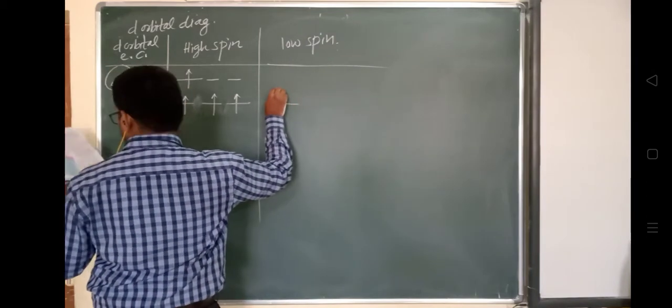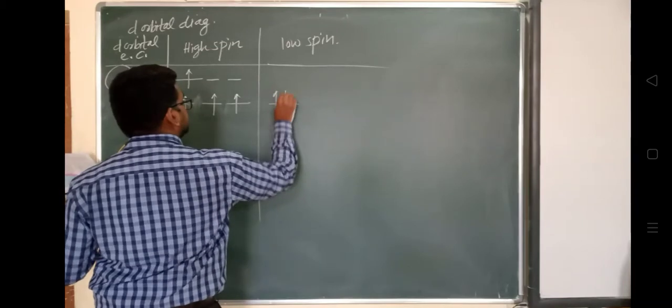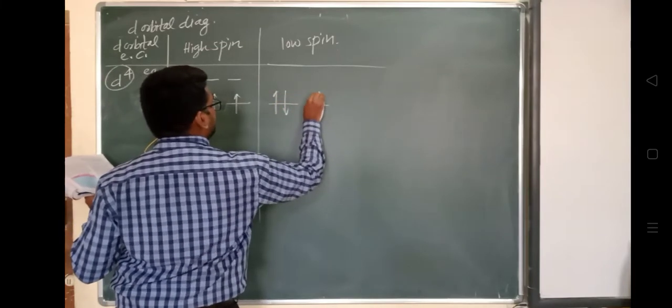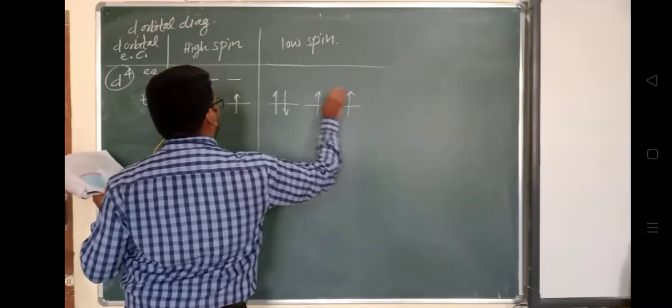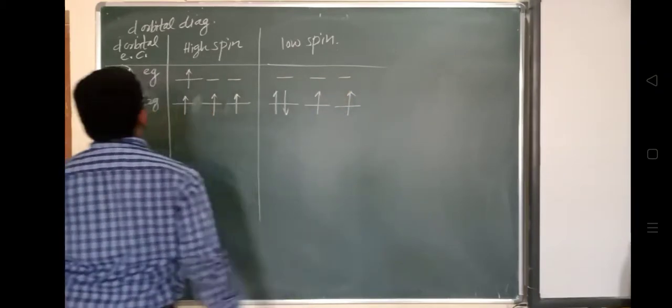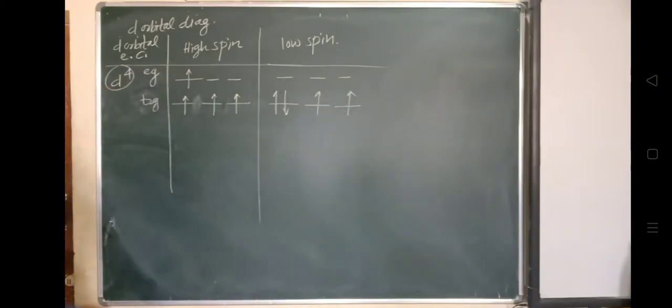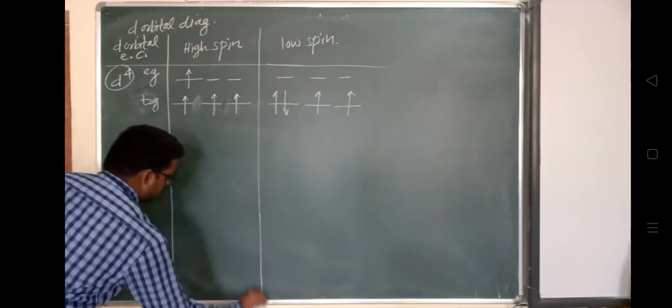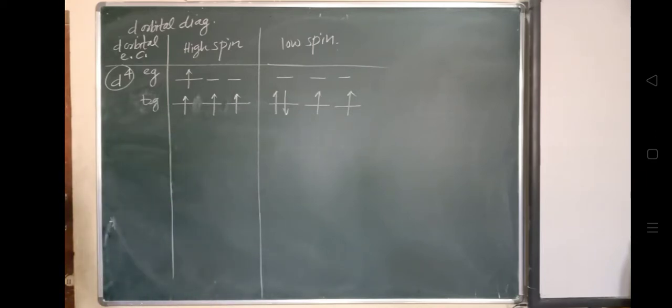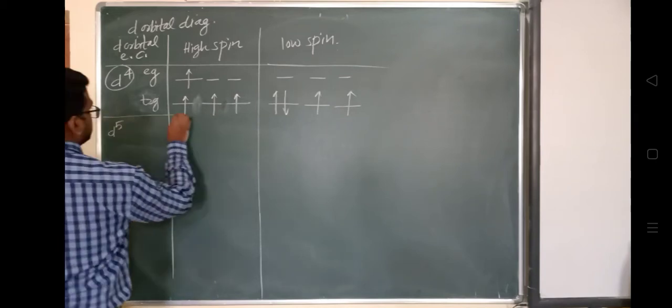So here, this is the configuration in case of low spin, and this Eg will remain vacant for the d4 orbital. Okay, for the d4 orbital. Next one is the d5 orbital.